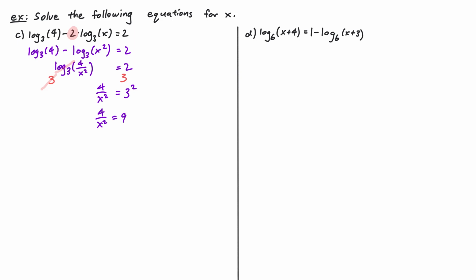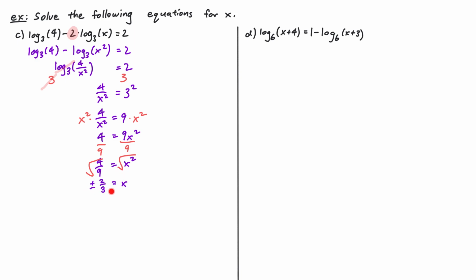Simplifying this, we have 4 over x squared equals 9. And we can solve this equation by first multiplying both sides by x squared. This gives us 4 equals 9x squared. And then if we divide both sides by 9, we have 4 ninths equals x squared. And then lastly, we can take the square root of both sides to isolate the x. We get x equals plus or minus 2/3.